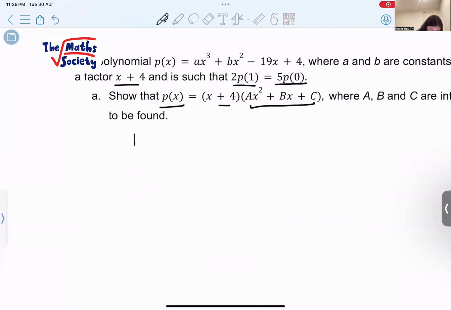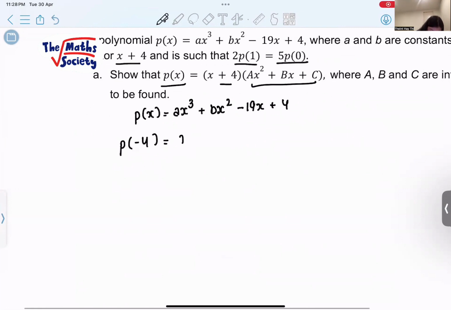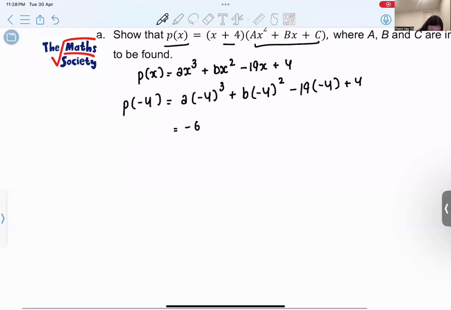So we know that p of x is equal to ax cubed plus bx squared minus 19x plus 4. And then they have a factor of x plus 4, which is minus 4. So it's going to be a times minus 4 cubed plus b times minus 4 squared minus 19 times minus 4 plus 4. So it's just going to be minus 64a plus 16b plus 76 plus 4. So you'll get minus 64a plus 16b plus 80, yeah?